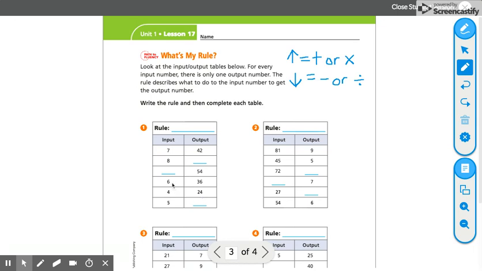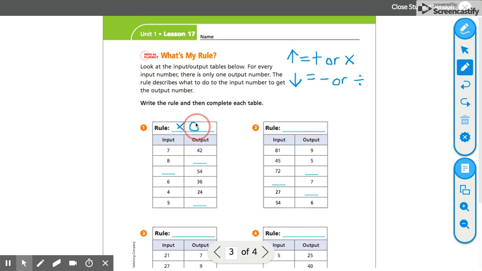So then I think, okay, what am I multiplying? Well, 6 times 6 is 36. That worked. And I always want to try a couple to make sure. 4 times 6 is 24. That worked as well. Let's try one more. 7 times 6 is 42. So now I know my rule. My rule is times 6.